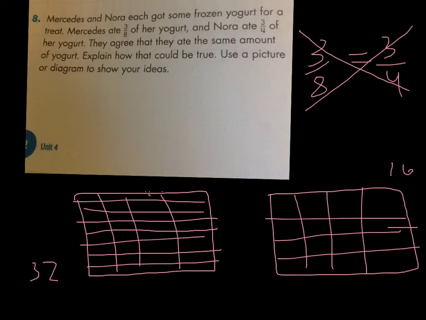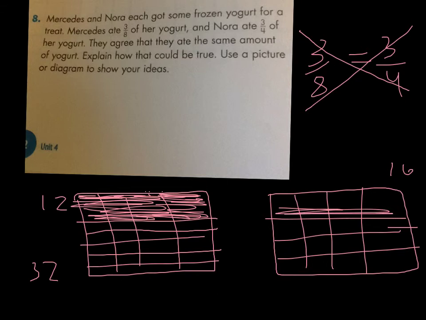So what's 3/8 of 32? We can figure it out by 32 divided by 8 is 4. And since there's 3/8, 4 times 3 equals 12. So we can fill in 12 of these squares. Now let's see. What's 3/4 of 16? 16 divided by 4 is 4, and since there's 3/4, 4 times 3 equals 12. So we can fill in 12 of these squares.